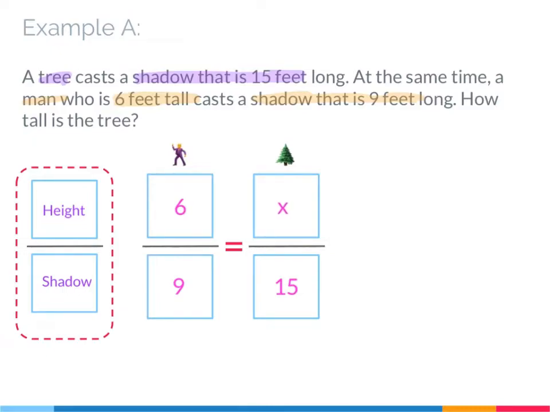Now that I've set up my proportion, I need to solve it, because I didn't actually figure out how tall the tree is yet. I've just set up a proportion in order to help me figure out how tall the tree is. So the first thing I need to do when solving proportions is to cross multiply.